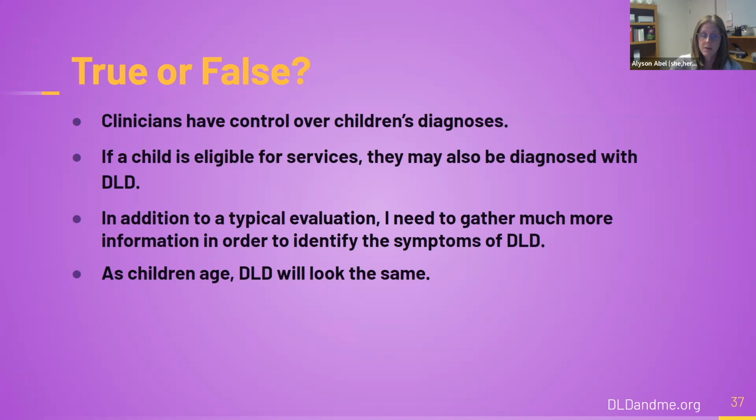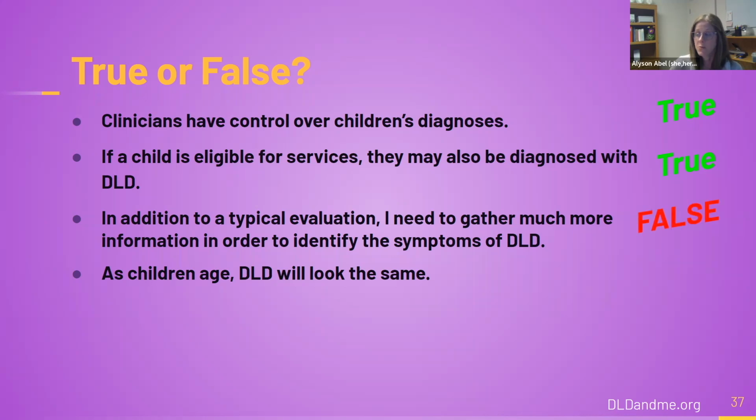The first statement, clinicians have control over children's diagnosis, is true. For diagnosis you do, but for eligibility there are constraints. The second statement, if a child is eligible for services, they may also be diagnosed with DLD. Also true. Eligibility does not exclude diagnosis and vice versa. The third statement, in addition to a typical evaluation, I need to gather much more information in order to identify the symptoms of DLD. This one is false.